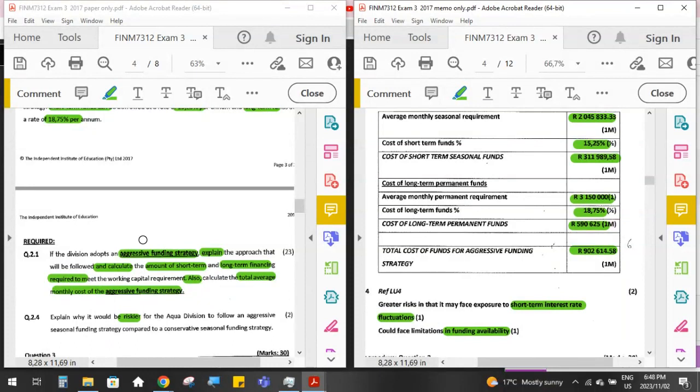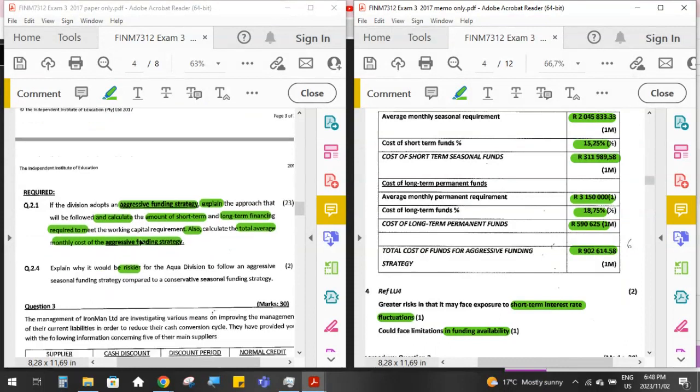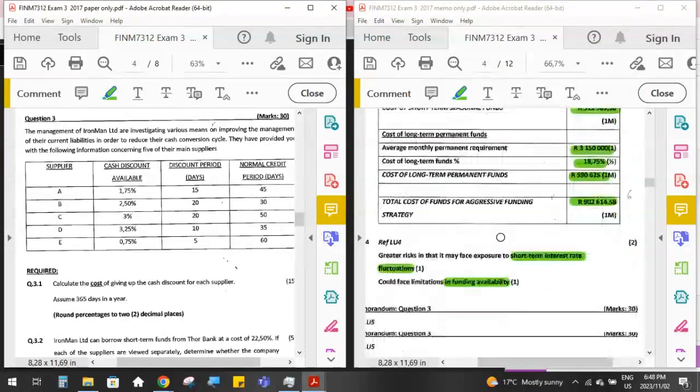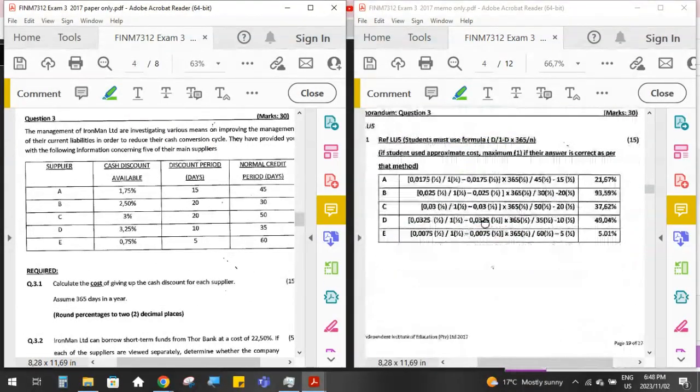Let me just see how we're doing for time. 45 minutes. Okay, so I think we've got time for another question. So let's have a look at question 3, which is for 30 marks. Yes, and this is also something that we haven't looked at in any of our assignments or previous exam papers that I've posted yet.